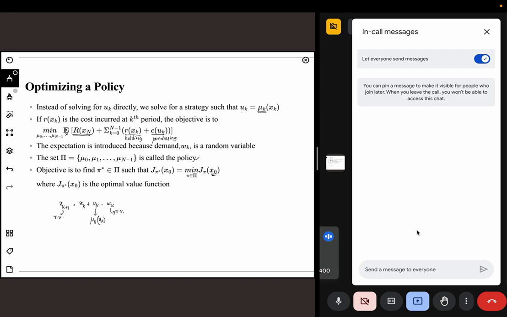Once we know the initial state, depending on the uk values, you can emerge into different possible combinations of x1, x2, and all these values. So all that matters is this initial state itself.